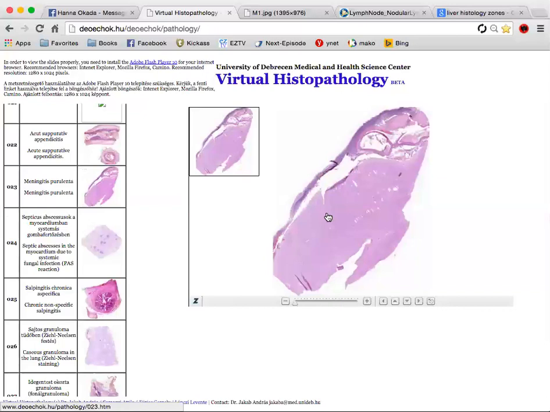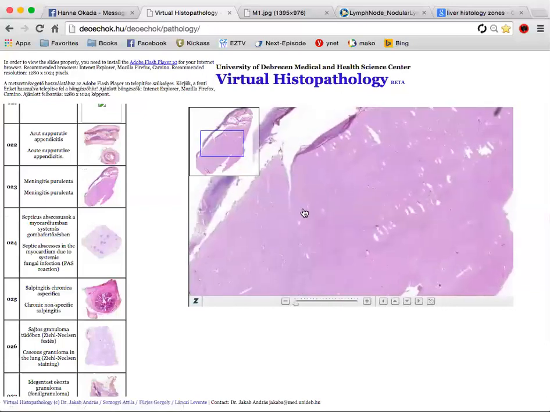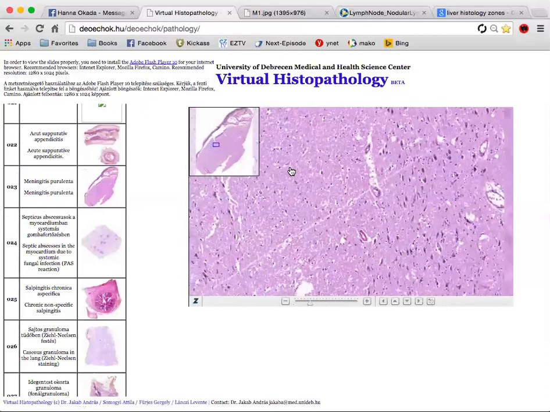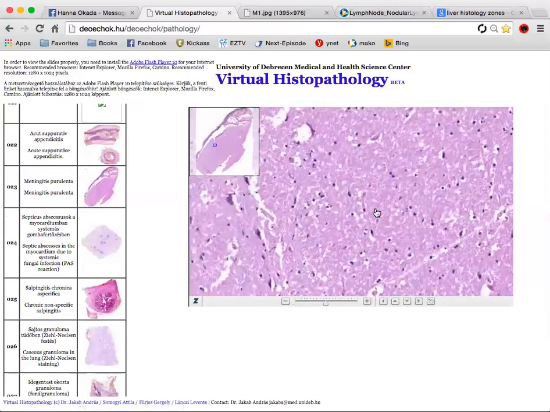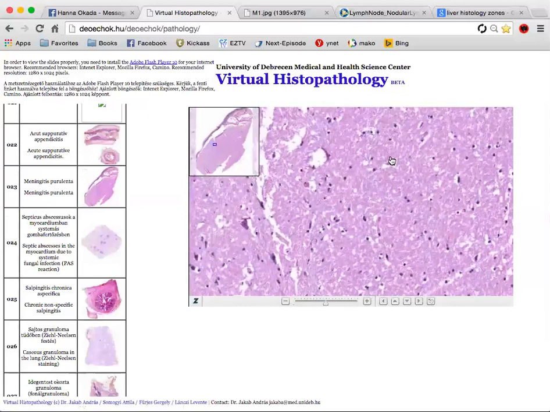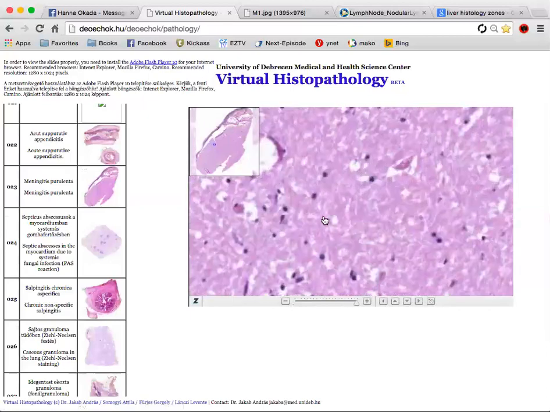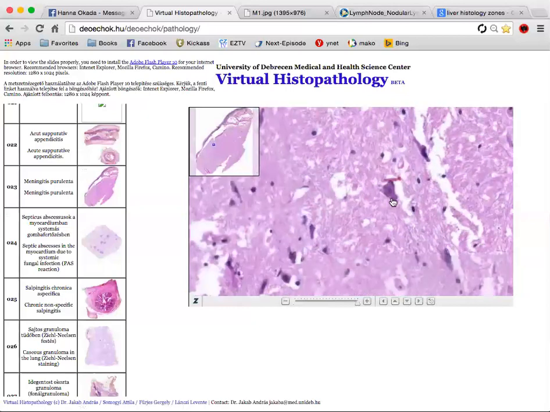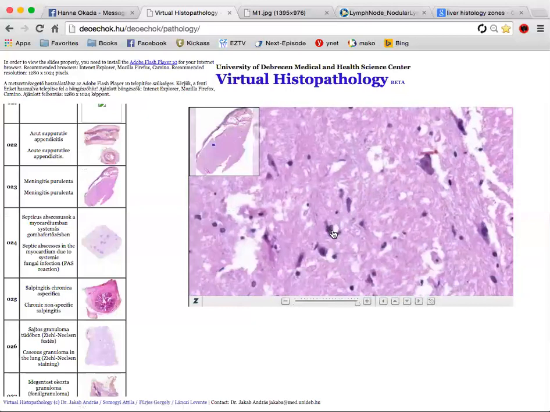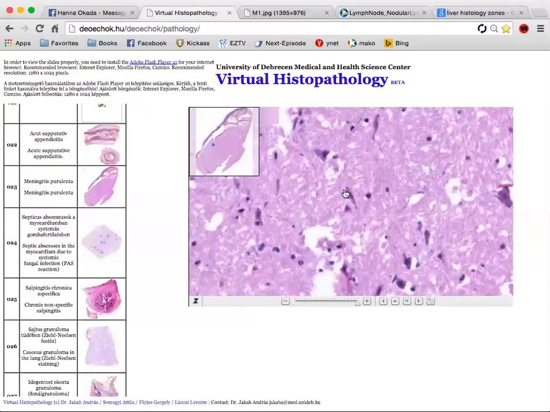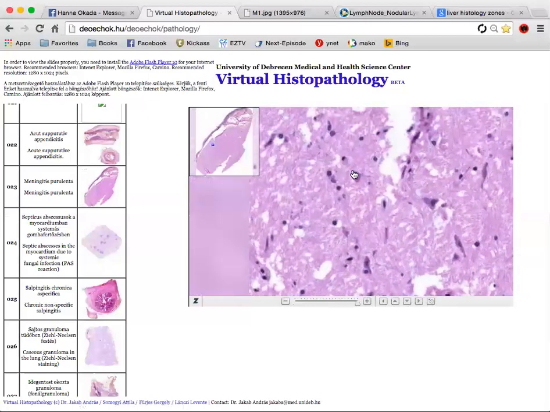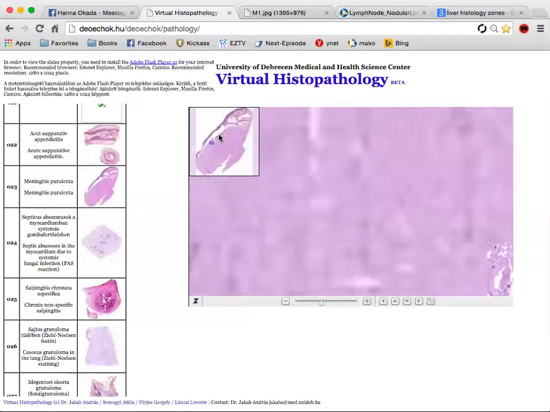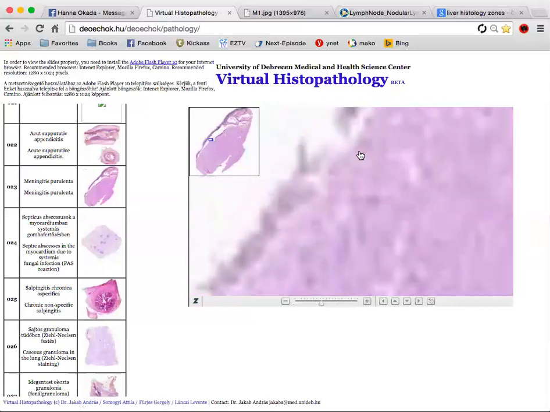So I'm going to start showing you now. I'm going to zoom in here. I'm going to show you that it's actually brain tissue, that these are neurons. You can see this is a nice pyramidal cell. These are all neurons. All of these are cell bodies of the neurons. So that's brain tissue.